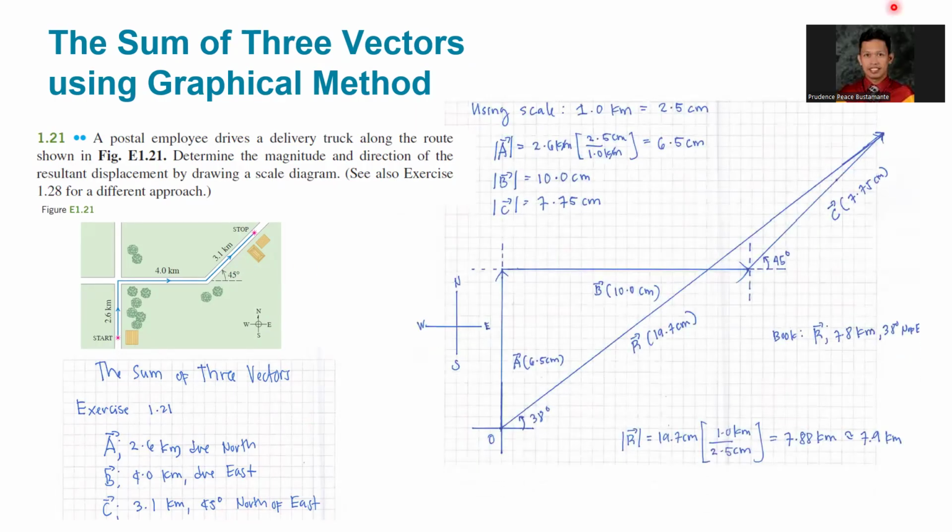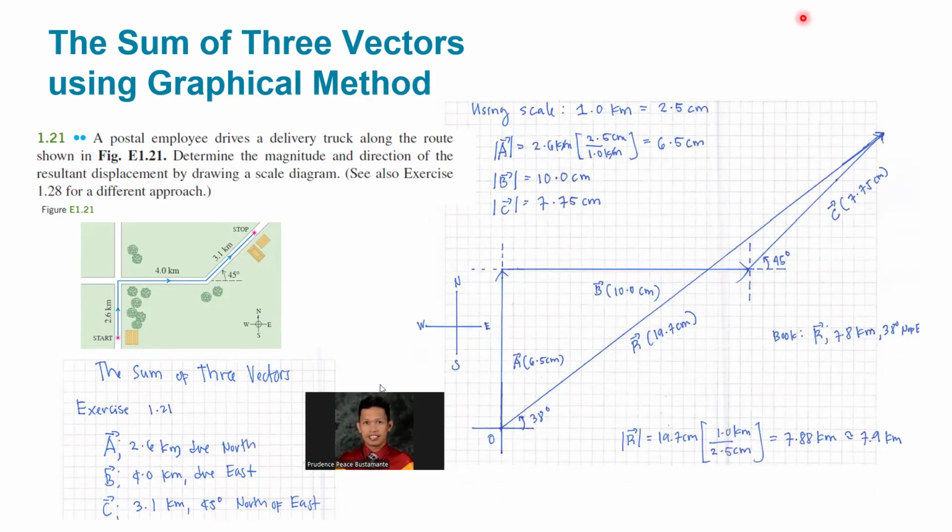Now, if we use a scale diagram like this, to fit this in our paper, like graphing paper, we're gonna scale 1 kilometer equal to 2.5 centimeters. So our 2.6 kilometers, we do the conversion, will become 6.5 centimeters. If you do the same method, B will become 10.0 centimeters and C is equal to 7.5 centimeters.